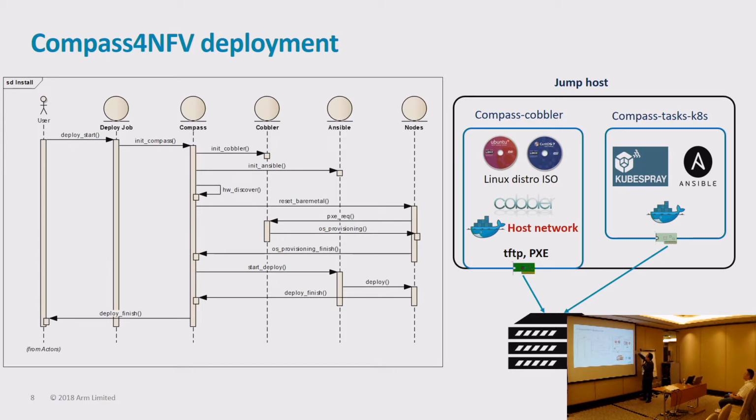Kubernetes Compass tasks are based on the Kubespray project. Kubespray is also a community standard project to deploy and run Kubernetes clusters. These are the two steps to run Kubernetes clusters from bare metal servers. All of this is already working on the ARM64 platforms.